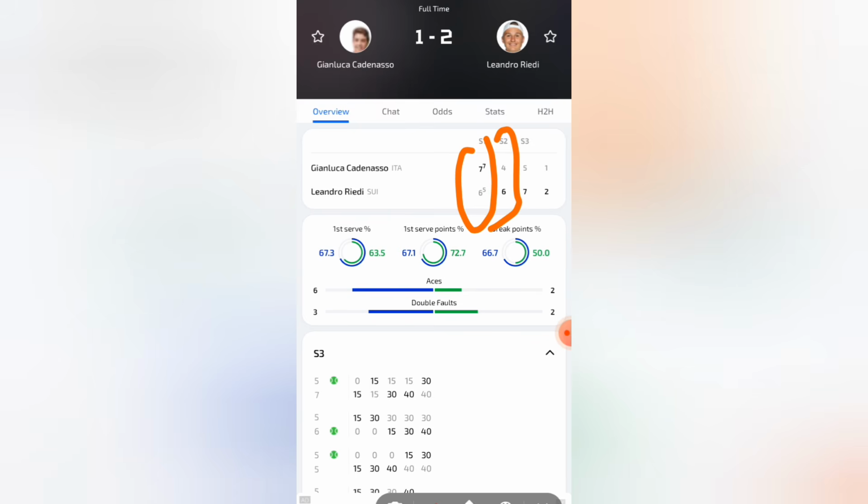But this particular game extended into the third set and they played 7-5. This shows that this game is a very tight game, and these kinds of games are the games that you need to be looking for. These are the kind of games that you need to look into before predicting your over total point.